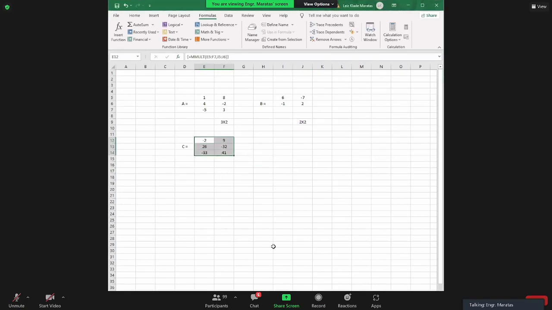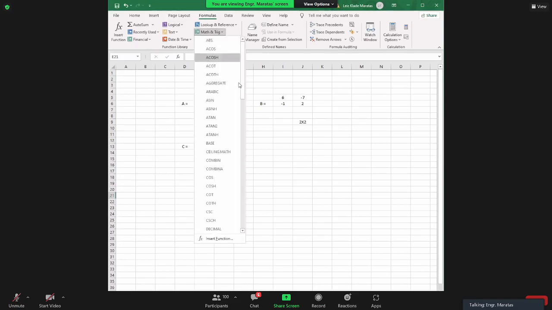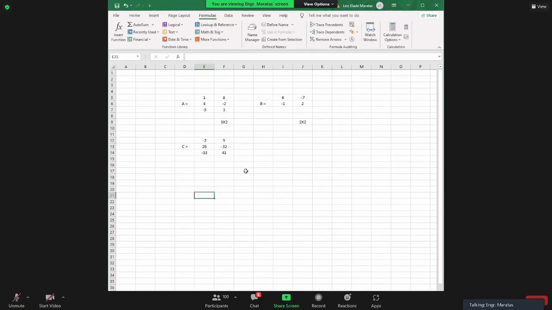Okay, so negative 2, 9, 20. I think that's the same as our example. So again, you just go to formulas, then math and MMULT, matrix multiplication. So it's quite easy, no? So you can actually practice.